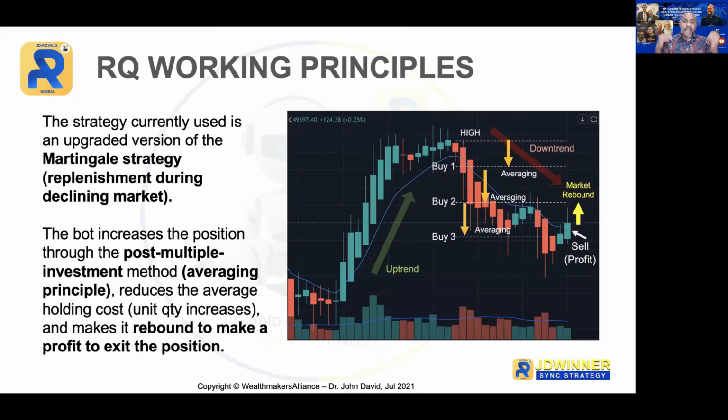So don't get anxious when the market is going down if you are using the JDWINNER strategy, because we have already built in the wallet management for that Martingale strategy so that it will do auto replenishment by itself. Can you see that? That's the most important thing you need to understand.